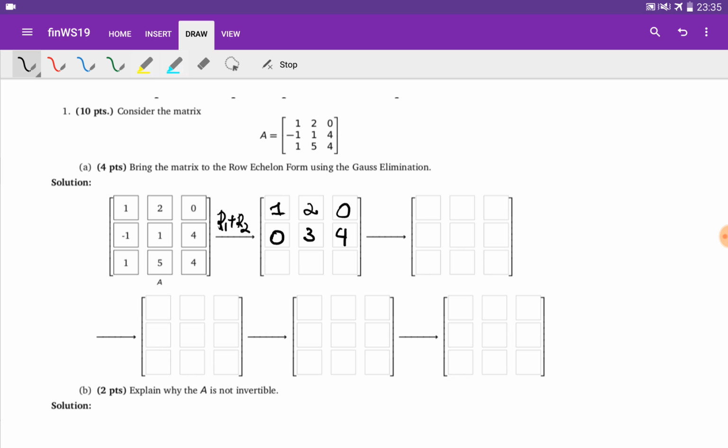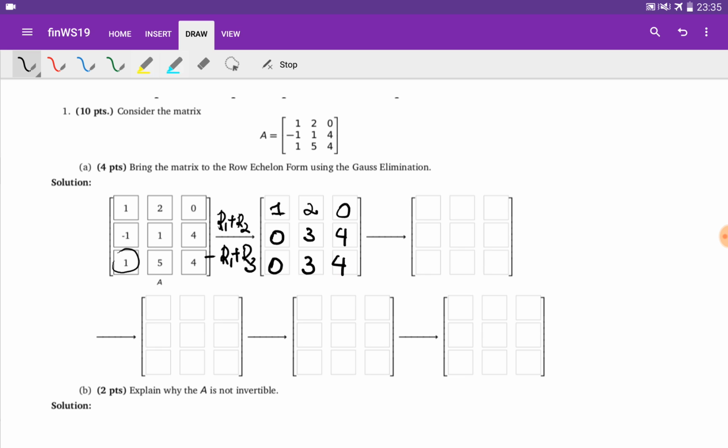Now we need to get rid of this 1 here. In order to do this, we multiply the first row by minus 1 and add this to the third one. So this entry is going to be multiplied by minus 1, and this entry is going to be multiplied by minus 1. When we add this to the third row, it's going to be 0, 3, and 4.